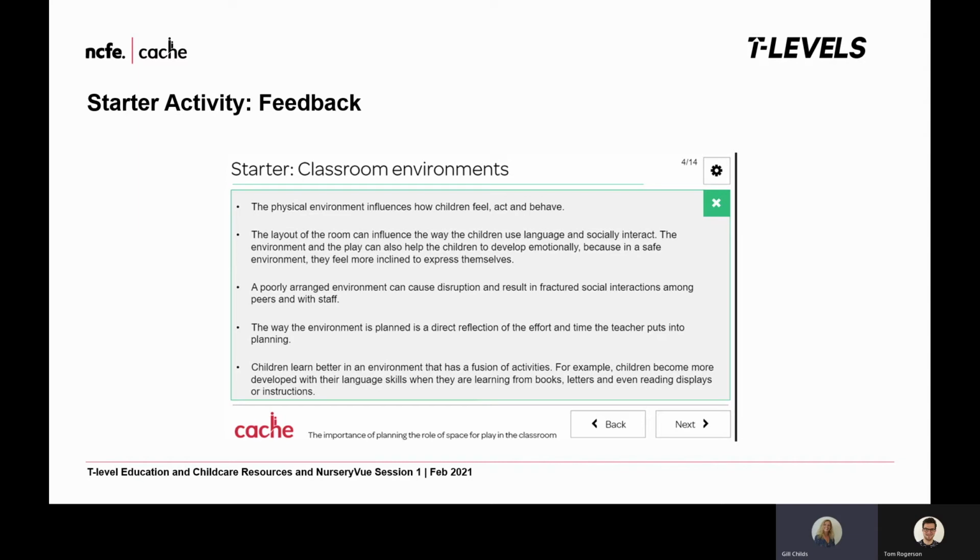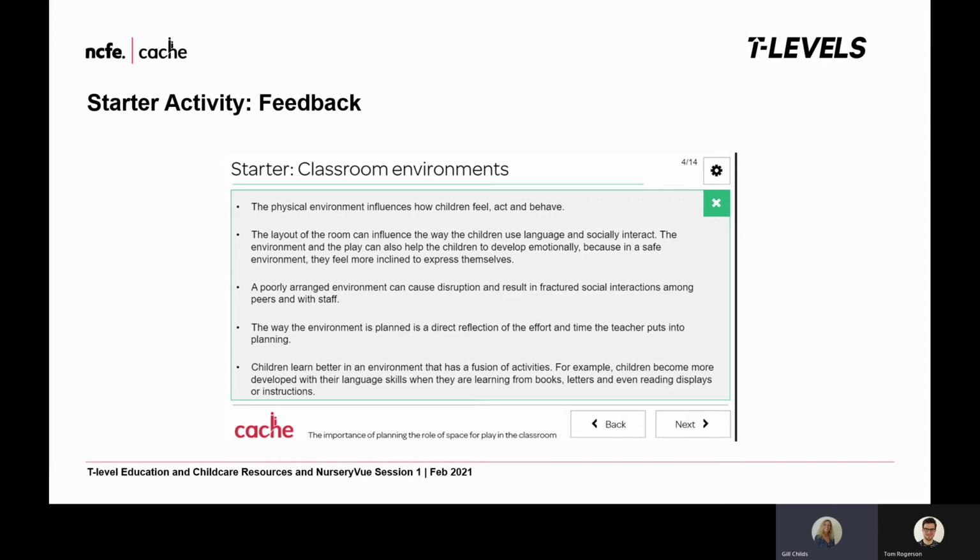Going back to Theme 3, Session 21, there is a class discussion feedback where the students can share their findings. Example answers are: the physical environment influences how children feel, act and behave. The layout of the room can influence the way children use language and socially interact. The environment and the play can also help children to develop emotionally because in a safe environment, they feel more inclined to express themselves. A poorly arranged environment can cause disruption and can result in fractured social interactions amongst peers and with staff.